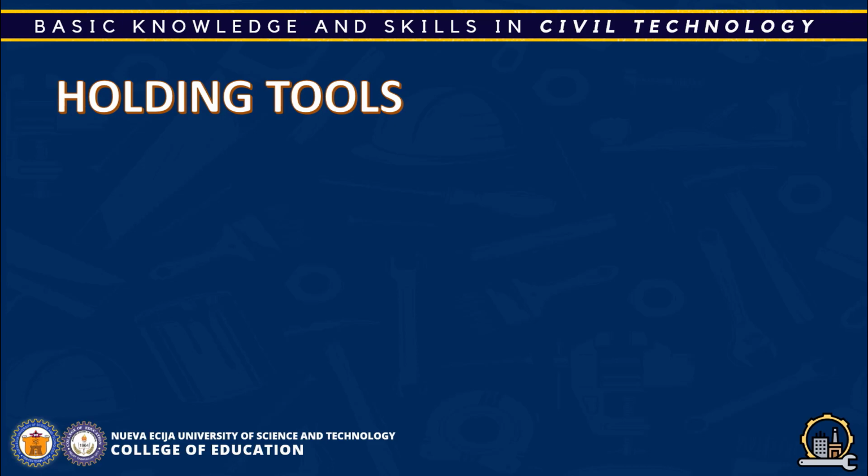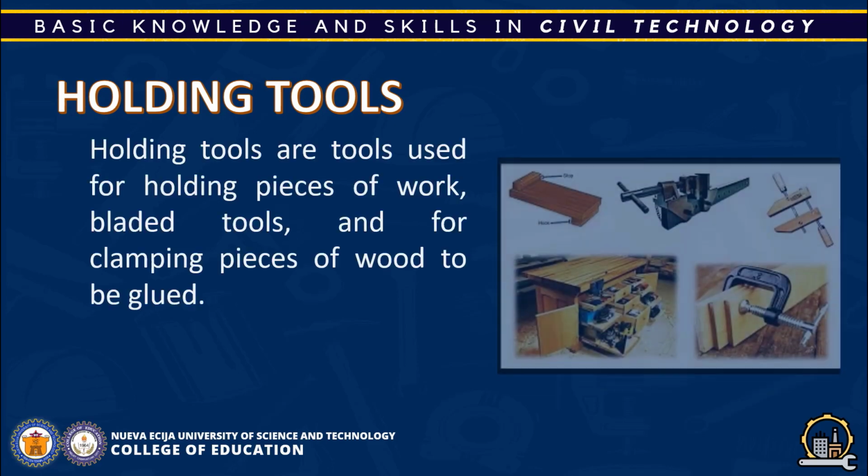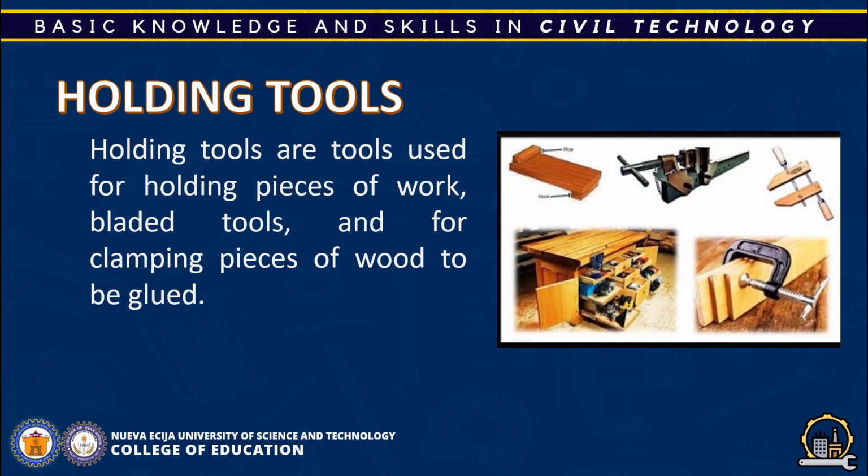Every carpenter needs a solid bench or table of hardwood on which he can carry out carpentry operations. Whenever you are going to purchase a workbench, make sure it is equipped with a vise for holding the work and with slots and holes for keeping the common hand tools. Holding tools are tools used for holding pieces of work, bladed tools, and for clamping wood to be glued.